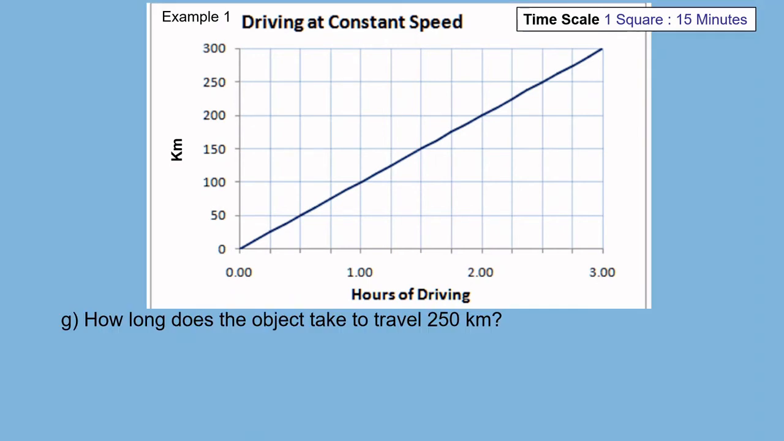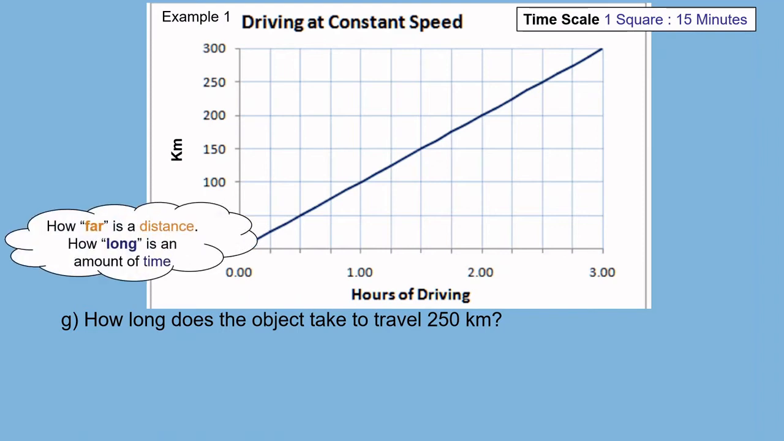Next, let's clear up a bit of vocabulary that I know a lot of my students confuse. When I say how long does the object take to travel 250 kilometers, I hope you realize that how long is a reference to how much time. How far is a reference to distance, so please don't get those confused. Obviously, we've got the distance here, it's 250 kilometers, and I'm trying to figure out how much time it would take to travel 250 kilometers.